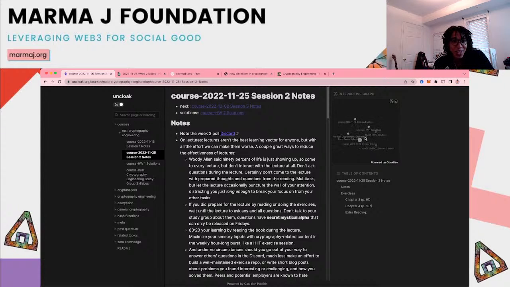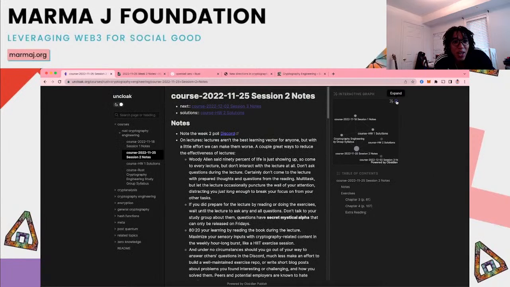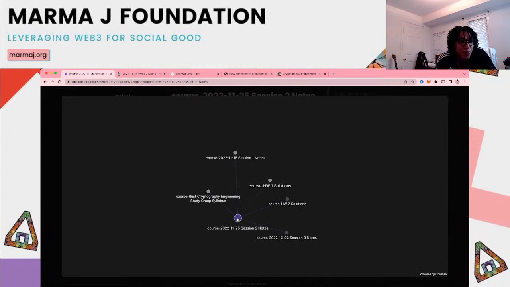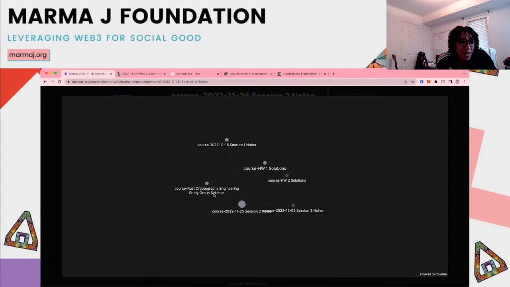And look, the graph is getting bigger. I have a live stream showing how this graph is growing. Before, you were only able to see, oh gosh, no global graph. Before, you were only able to see, where is it? Here is the syllabus. And now you're able to see that the syllabus connects to session 2 notes.